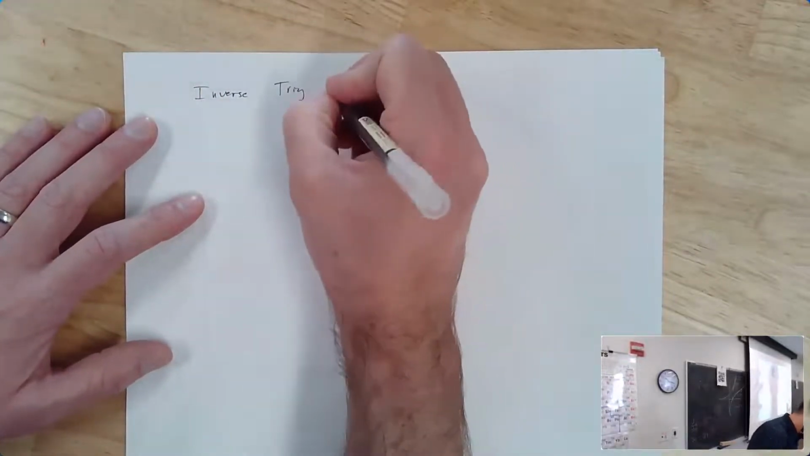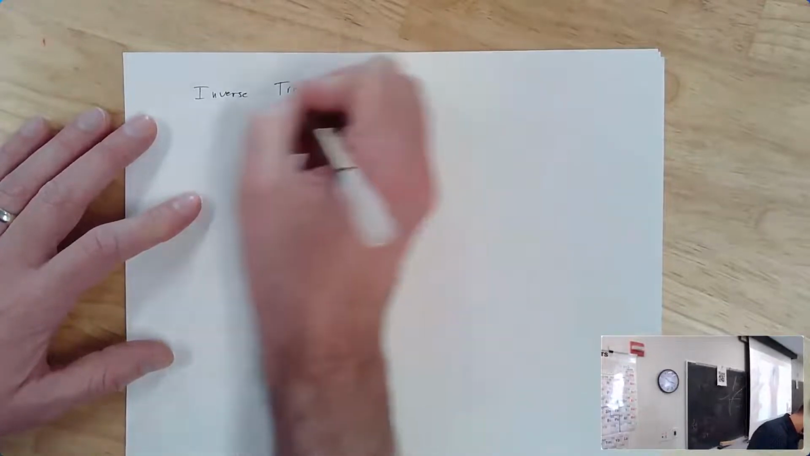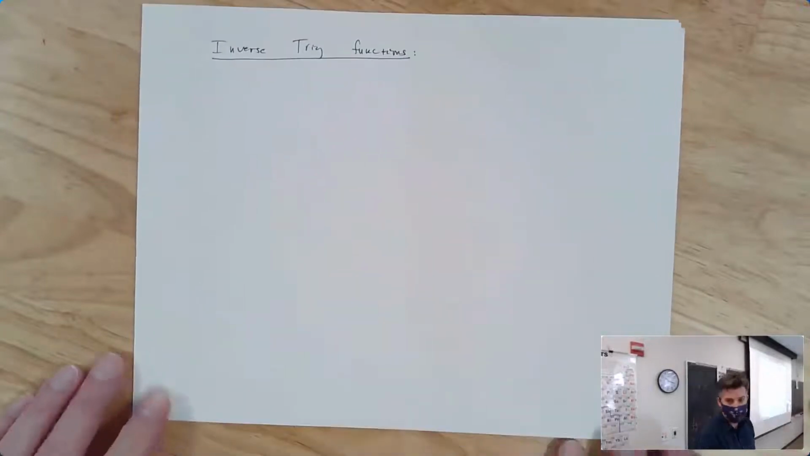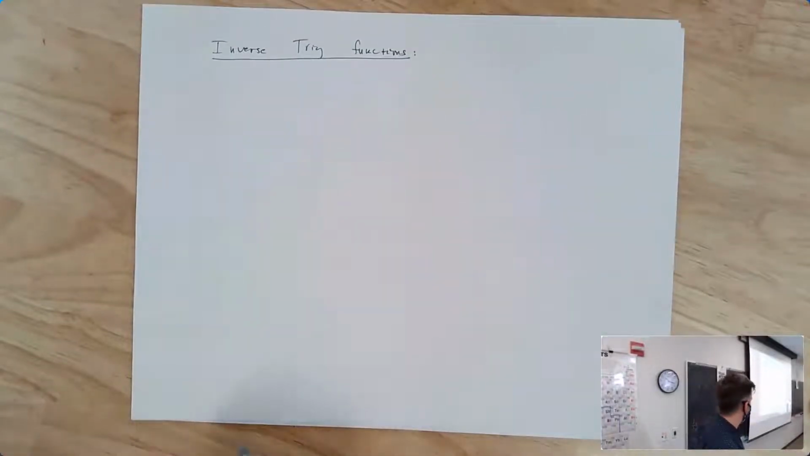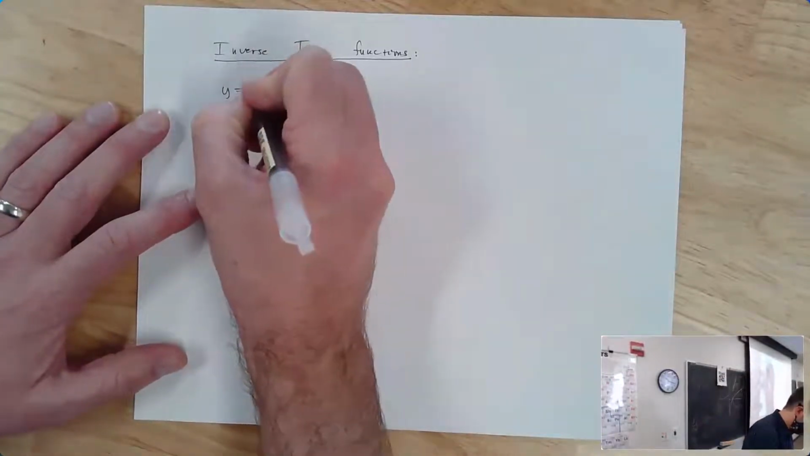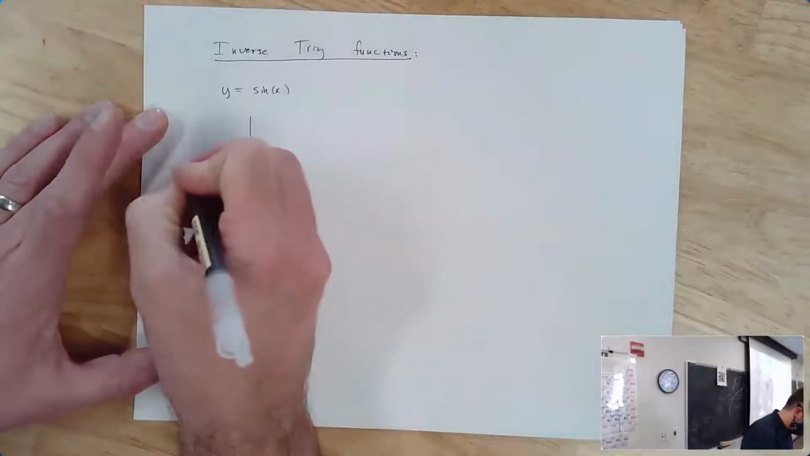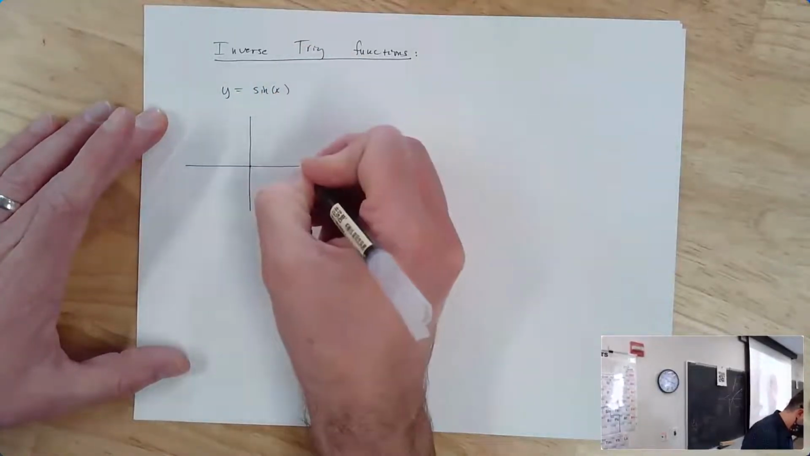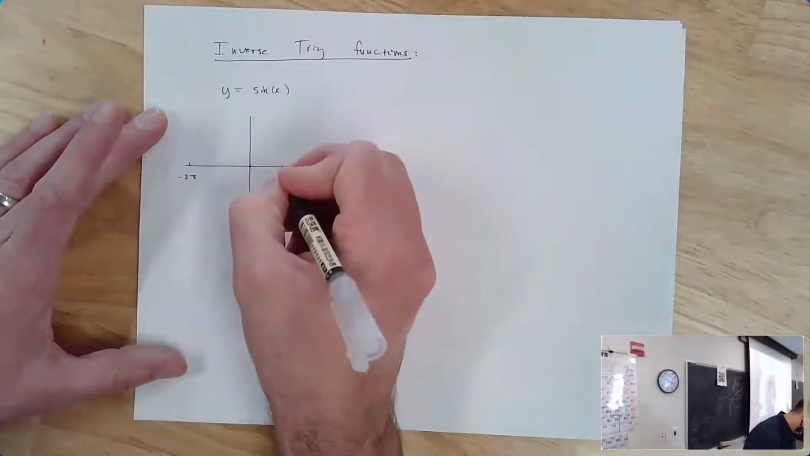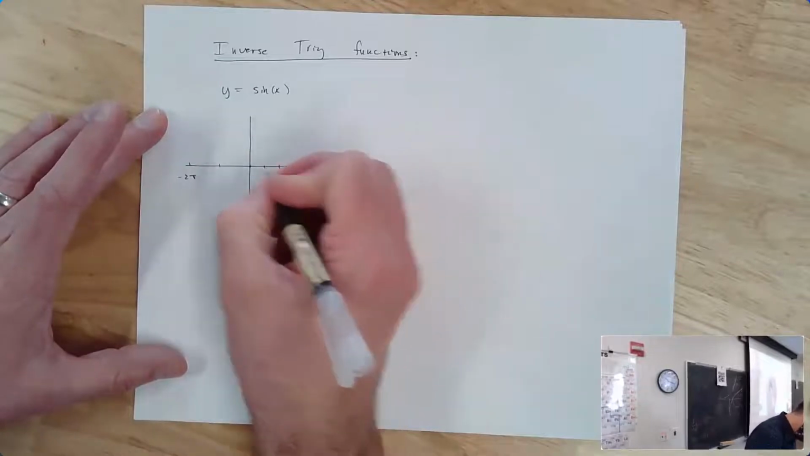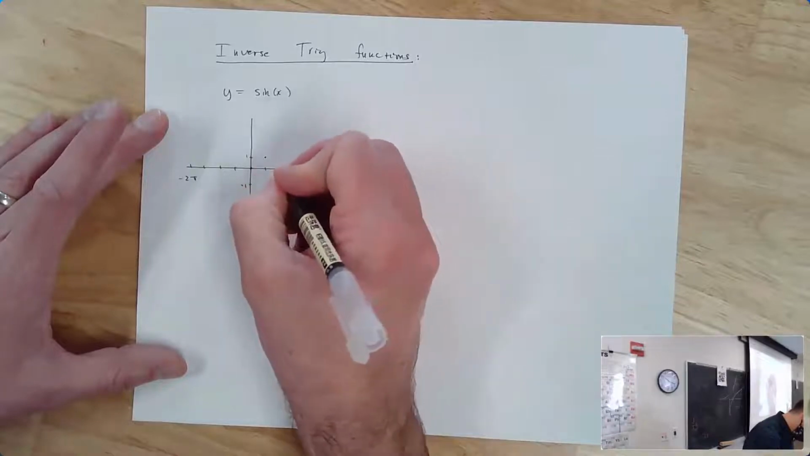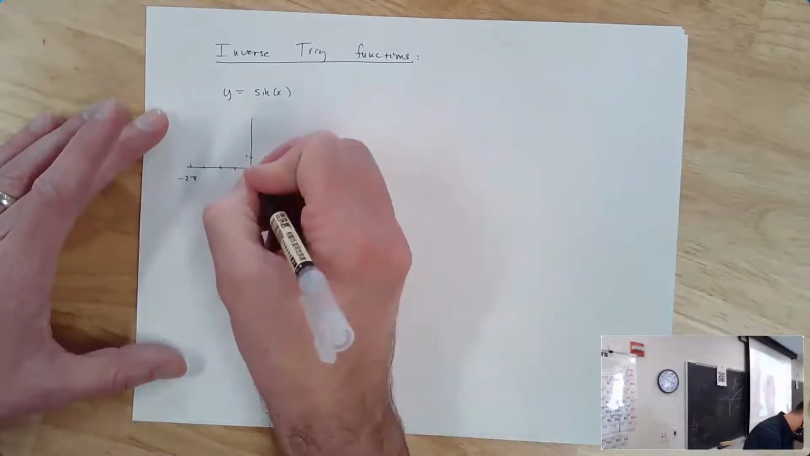Let's start with the functions actually. It's good to know about the inverse trig functions. I'm not going to graph all of them, but we should be aware of a couple of them. So if you look at y equals sine of x, it looks like this. It's got a period of 2 pi, and it goes up to 1, down to -1. And sine looks like that.